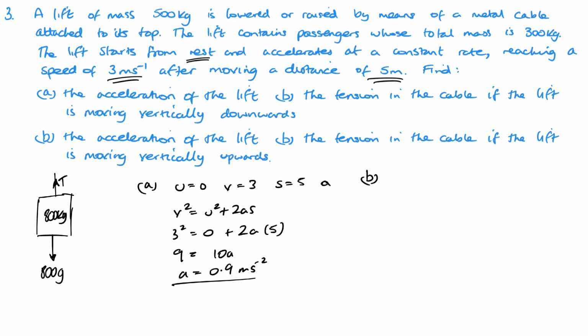Now, B, the tension in the cable if the lift is moving vertically downward. So for this one, my acceleration is heading downwards. Now, we're using F equals ma, and now if it's heading downwards, 800 G must be bigger than T. So our mass is still 800 and our acceleration is 0.9.